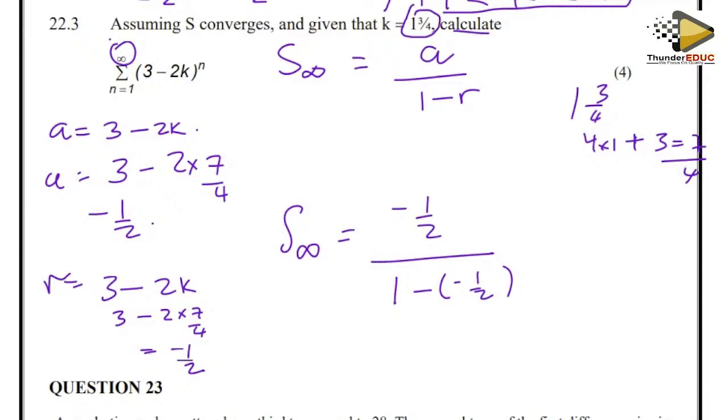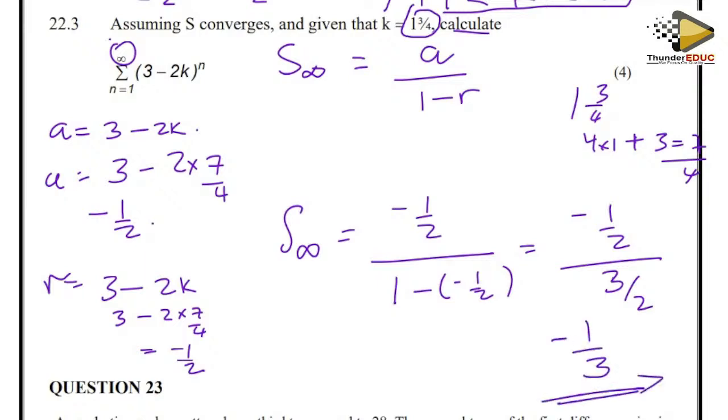Okay. So simplifying this to negative a half, what do I get by the bottom part? That is 1 plus a half, which is 3 over 2. Positive. Okay. And then when we do our division, I'm getting negative a third as our answer.